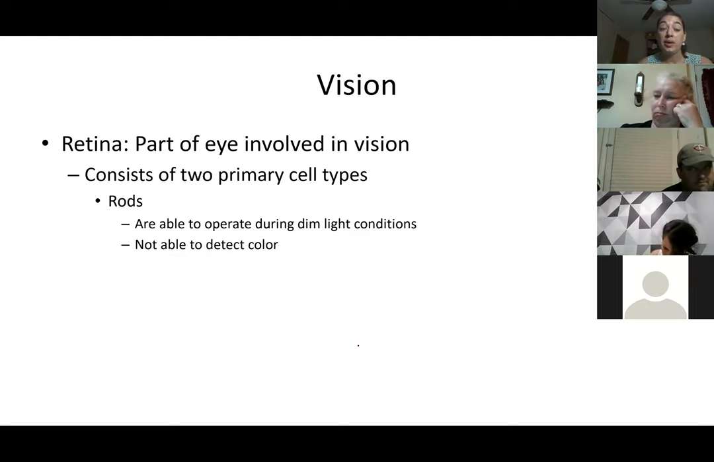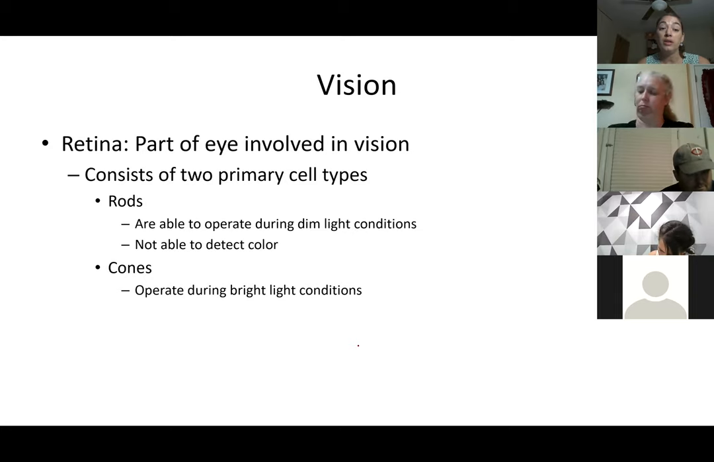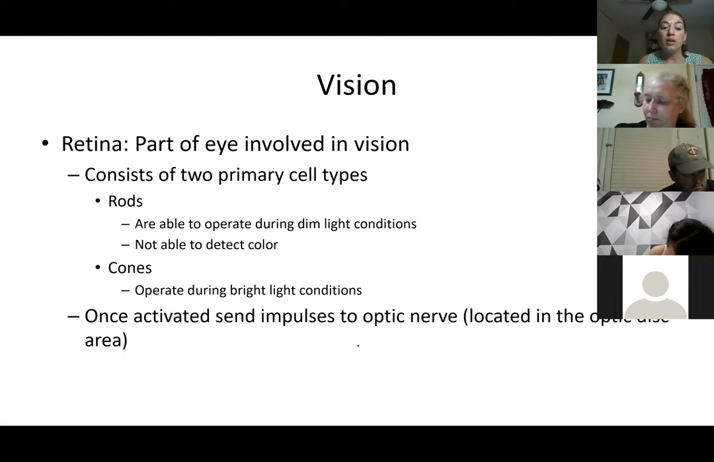So I kind of gave my answer away, but rods are not able to detect color. Cones, on the other hand, operate in bright conditions, give you very strong visual acuity, and they are the color receptors.